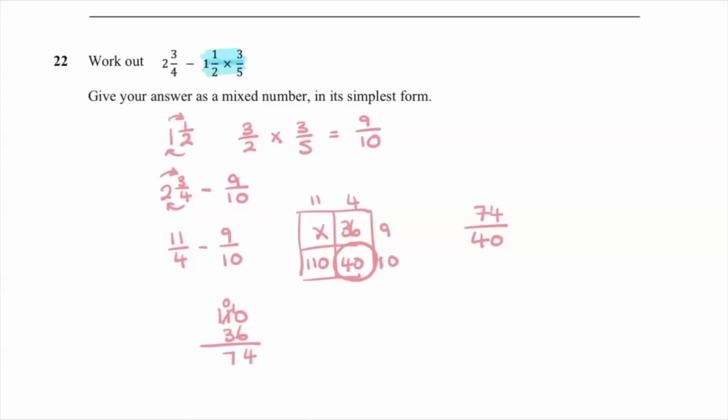Now I've got to give my answer as a mixed number in its simplest form. So how many 40s can I get into 74? I can get 1 with 34 over 40 left. I haven't finished because these are both even, which means I know that there's going to be some cancelling. Half of 34 is 17. Half of 40 is 20. I also know 17 is a prime number. As soon as you've got a prime number and a fraction, you know that there is not any more cancelling. And that is our final answer.